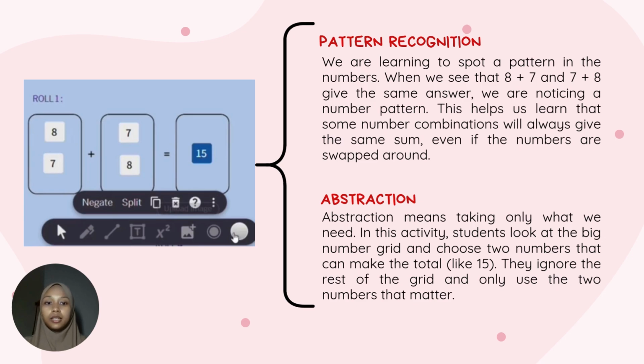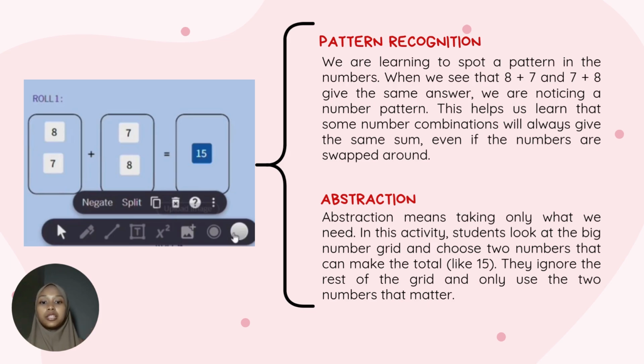This will help students learn that some number combinations will always give the same sum, even if the numbers are swapped around. So 8 plus 7 equals 15, and 7 plus 8 also equals 15. So that shows the number pattern.